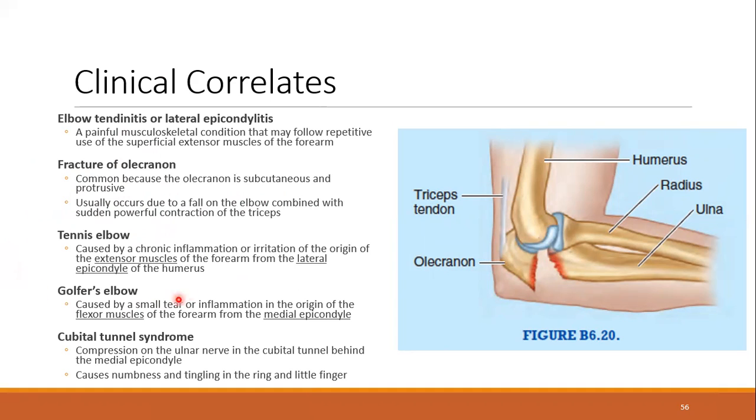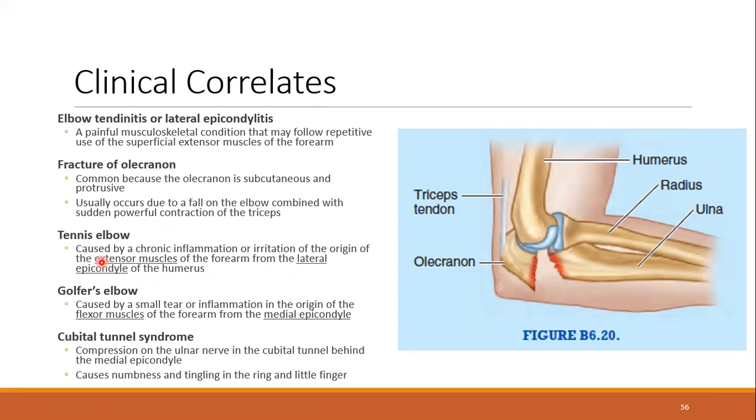And now I want to compare and contrast tennis elbow versus golfer's elbow. For tennis elbow, think of when a person is doing a backhand. When they're doing a backhand, they're extending their forearm. So this is from chronic inflammation or irritation, basically overuse of your extensor muscles. So you have pain at the lateral epicondyle because of overuse from extension, overuse of the extensor muscles.